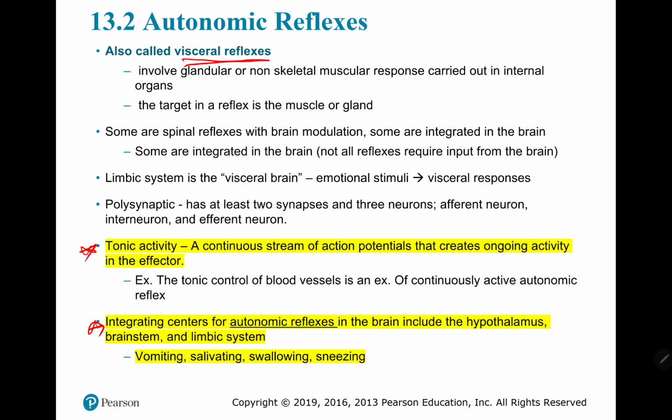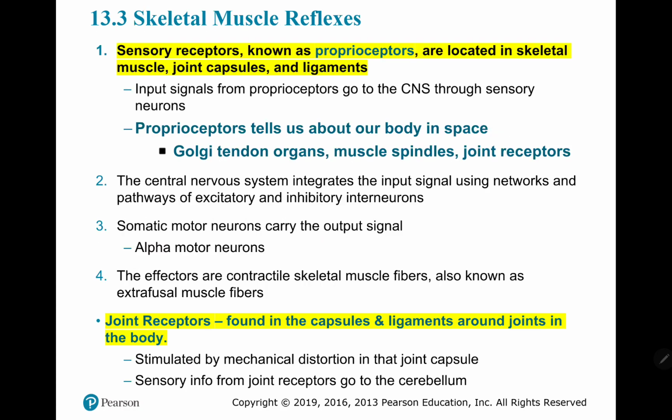Then we have the integrating centers for autonomic reflexes. They're going to be in the brain. They're going to include the hypothalamus, the brainstem, and the limbic system. And those autonomic reflexes are going to be such as vomiting, salivating, swallowing, and sneezing.